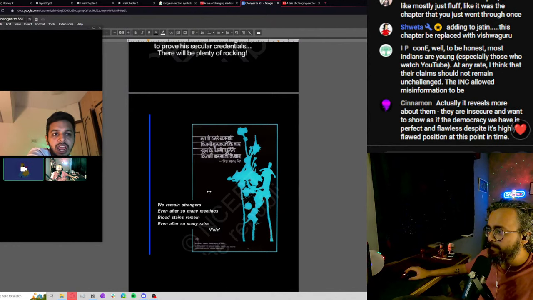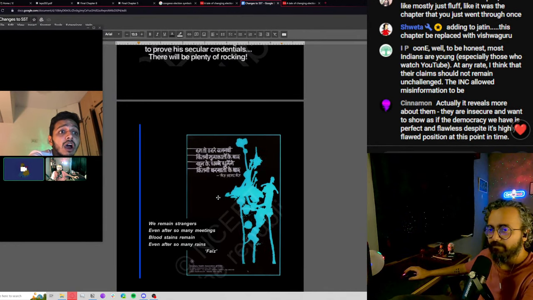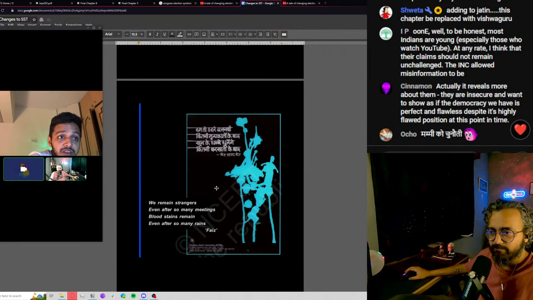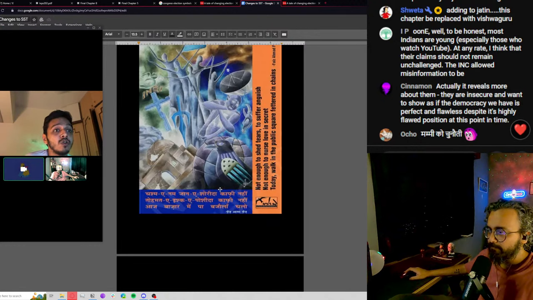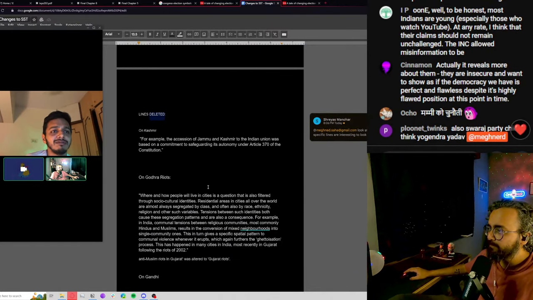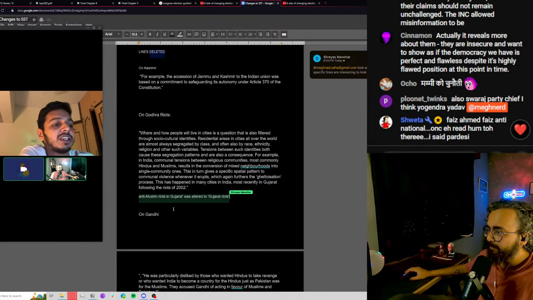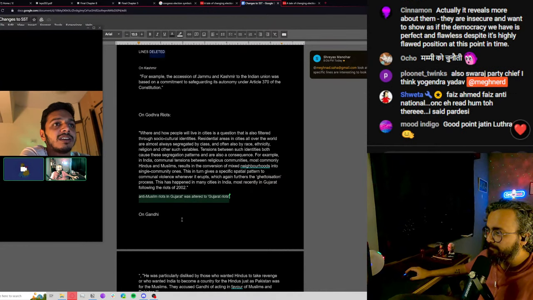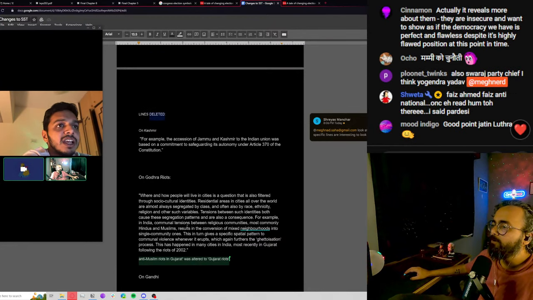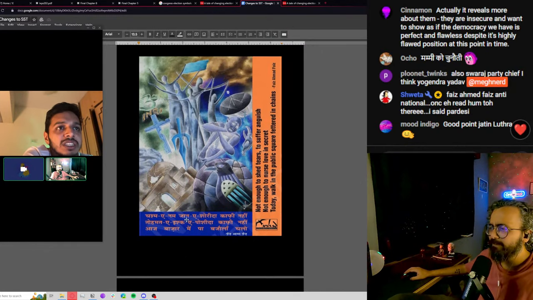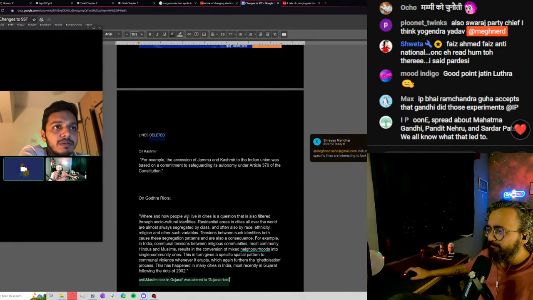Wait, can people see the image? Yeah, they can. It's on the screen. Okay. Also, one thing they have changed is that earlier it was called anti-Muslim riots in Gujarat. That was altered to Gujarat riots. Got it. Because they are saying Gujarat equates to anti-Muslim already.